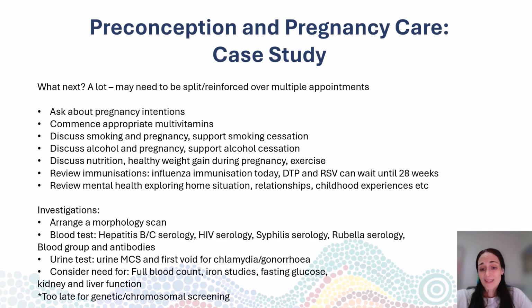So what we need to start with is actually ask about Sarah's pregnancy intentions. So does Sarah actually want to be pregnant? Does she want to have this baby? Is she safe and supported to have a child? Will John and other family members and the wider community be accepting of this pregnancy?